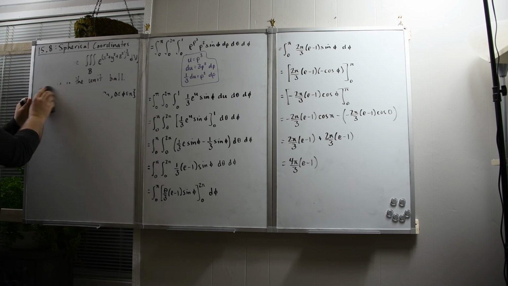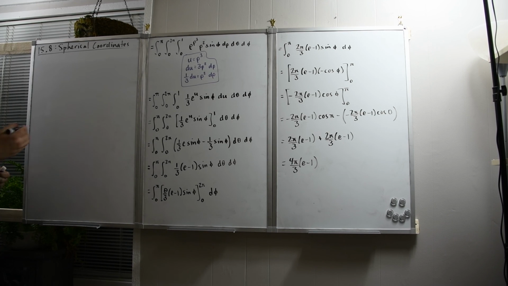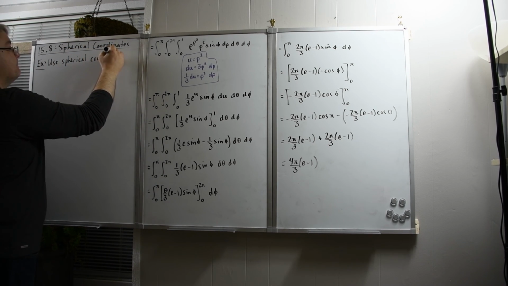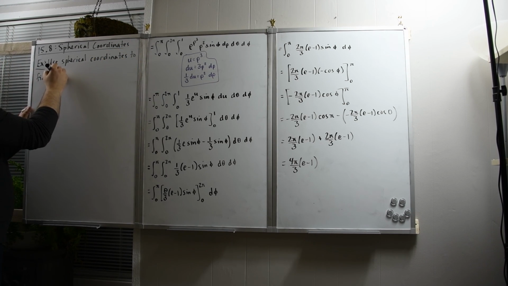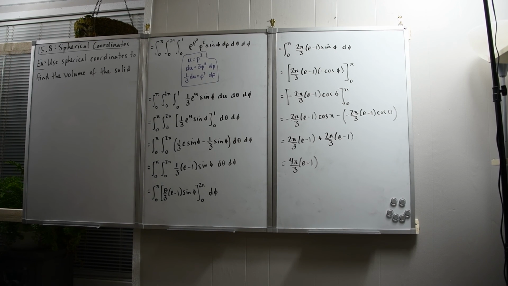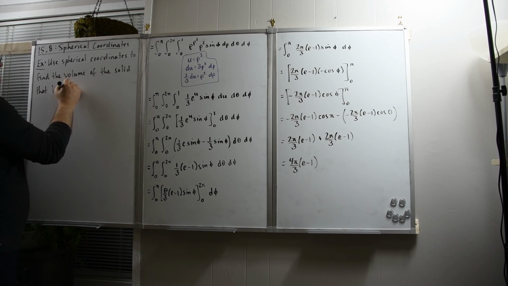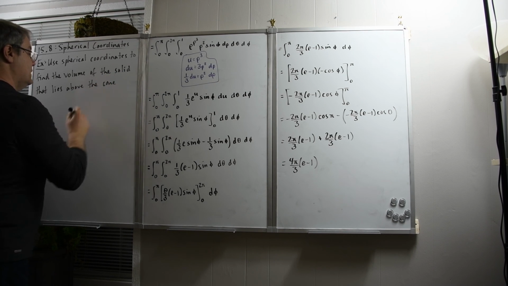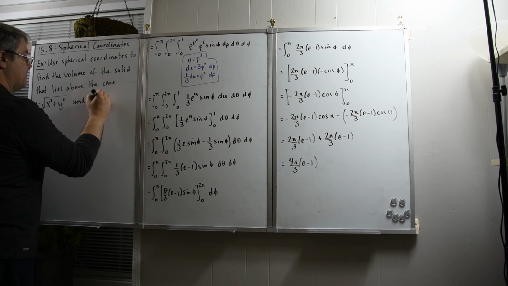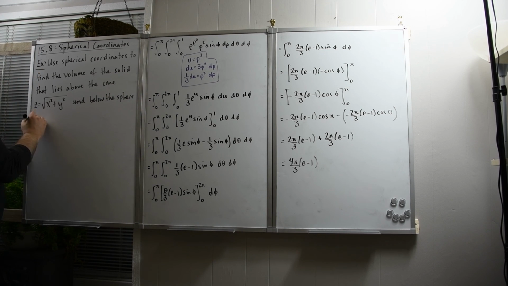All right. So I have one more example to finish off this section. And so for this particular case, we're going to use spherical coordinates to find the volume of the solid that lies above the cone. This cone is given by the equation z is equal to the square root of x squared plus y squared, and below the sphere x squared plus y squared plus z squared equals z.